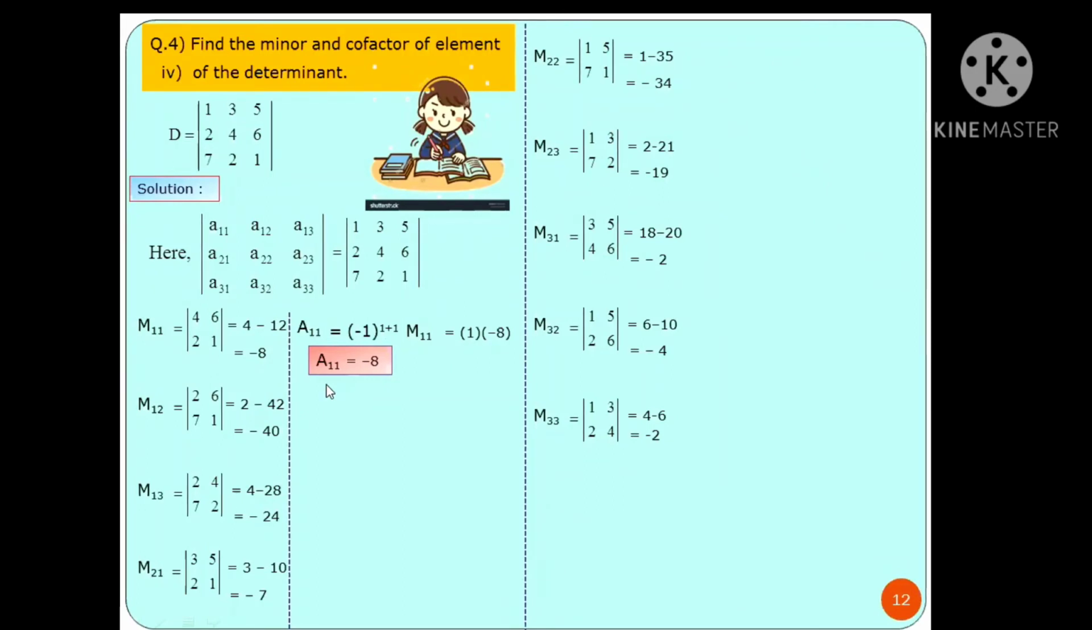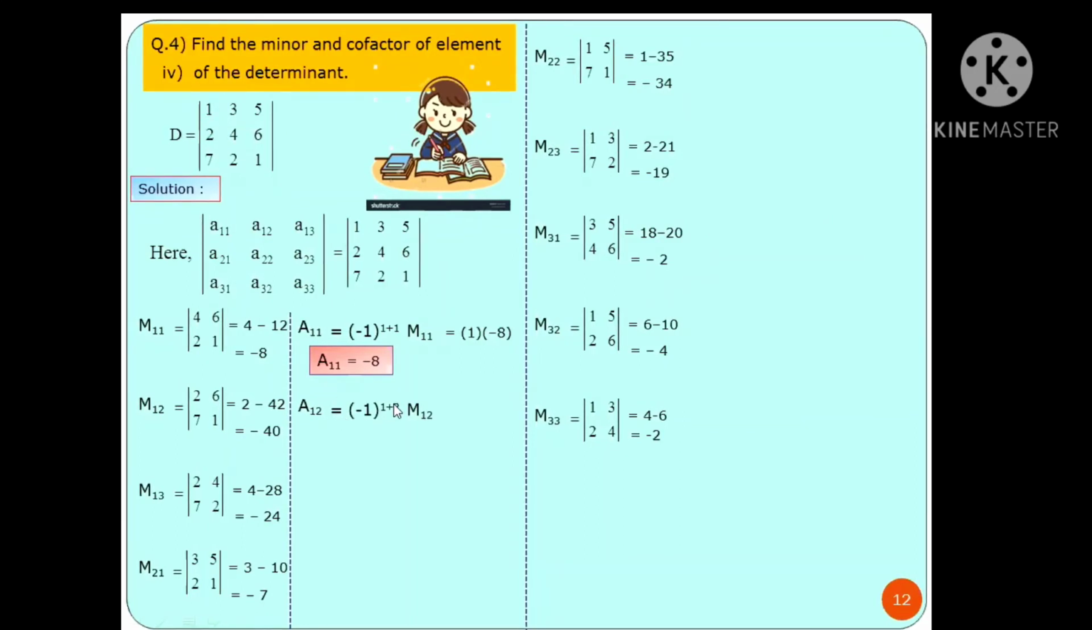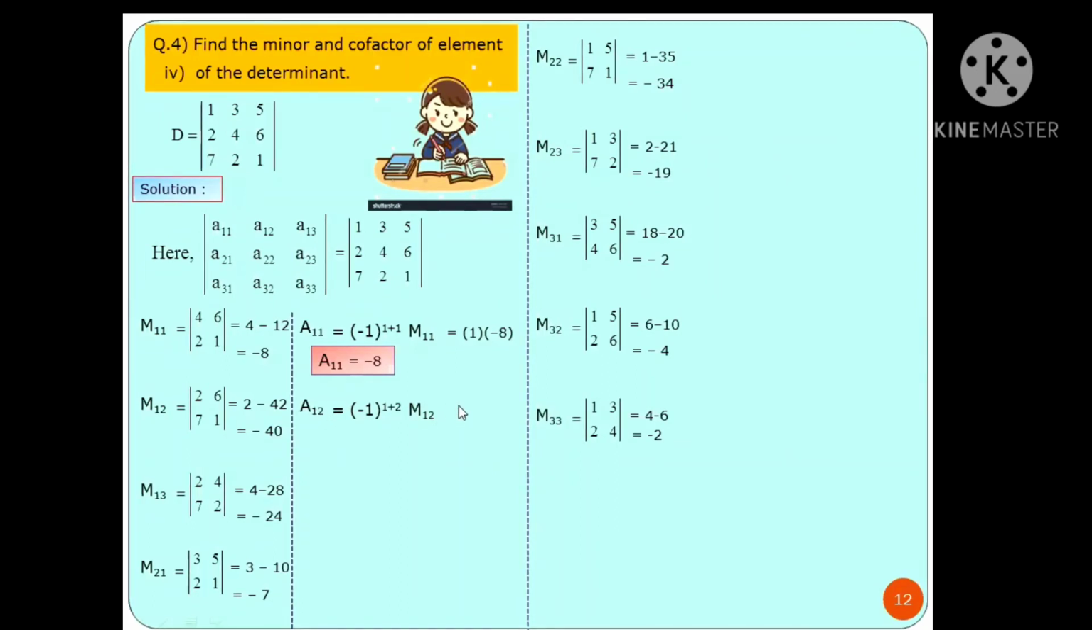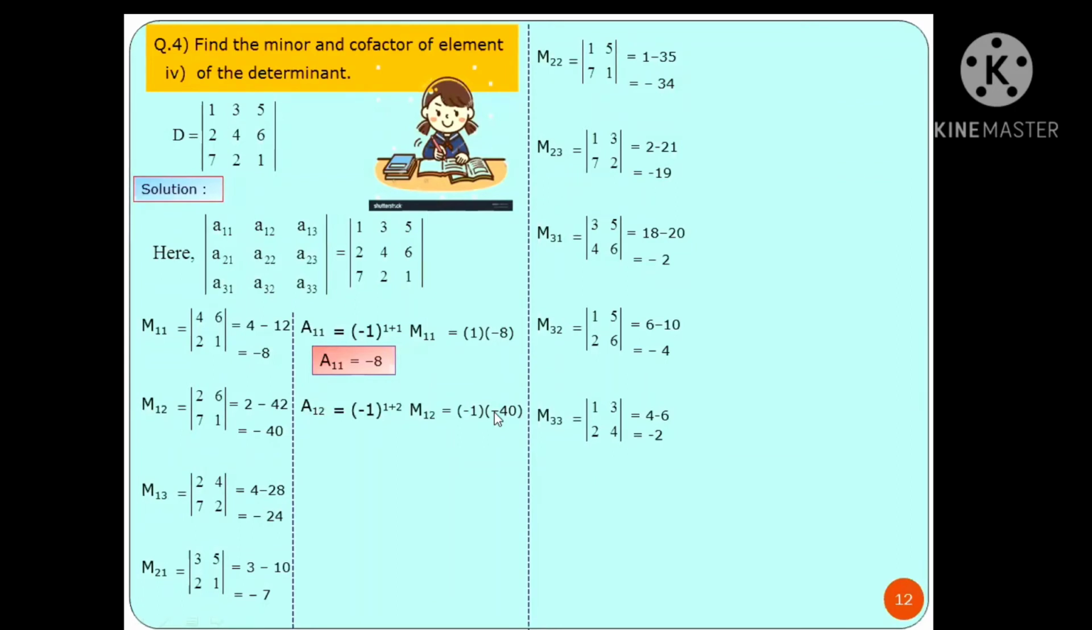Next, the second cofactor A12 is equal to minus 1 raised to power 1 plus 2 into M12. 1 plus 2 is 3, minus 1 cubed gives minus 1, and the answer of the minor is minus 40. So it is equal to minus 1 multiplied by minus 40, and the product is minus minus plus, that is plus 40. That is the answer of cofactor A12.